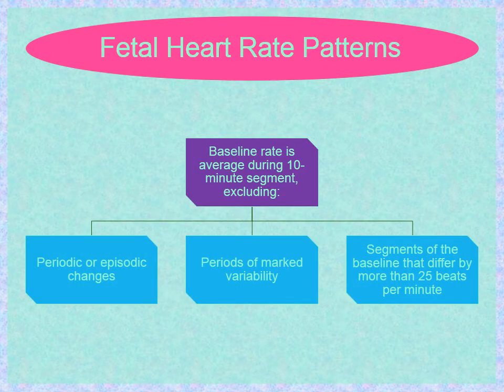The baseline fetal heart rate is the average rate during a 10-minute segment that excludes periodic or episodic changes and periods of marked variability and segments of the baseline that differ by more than 25 beats per minute. There must be 2 minutes of interpretable baseline data in a 10-minute segment of tracing to determine baseline. After 10 minutes of tracing is observed, the approximate mean rate is rounded to the closest 5 beats per minute.